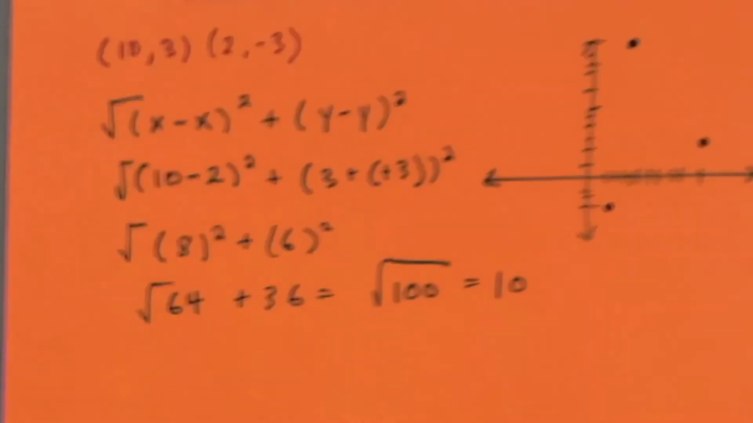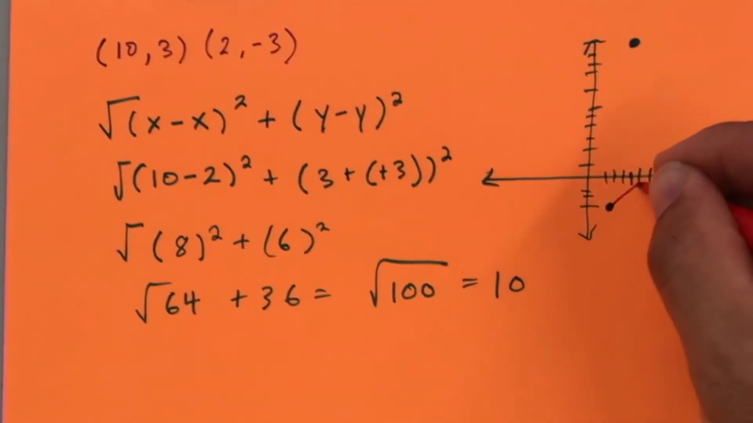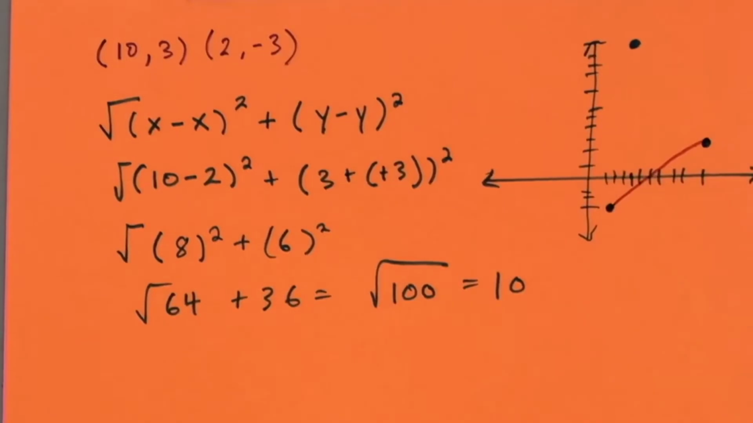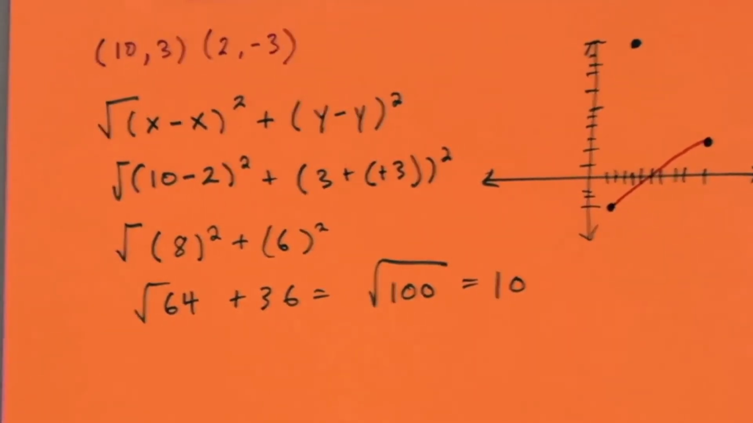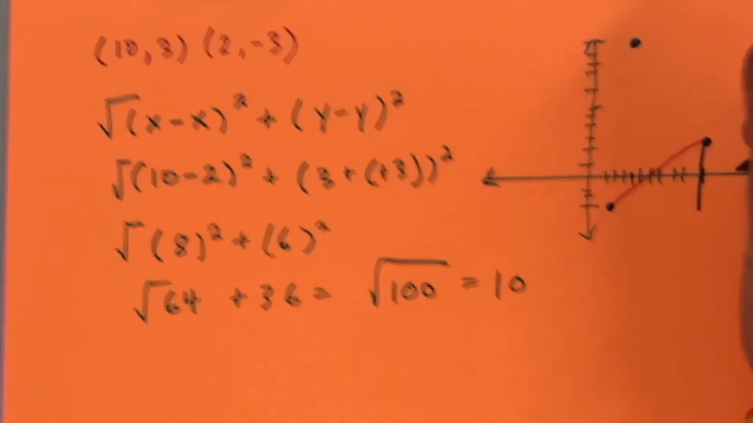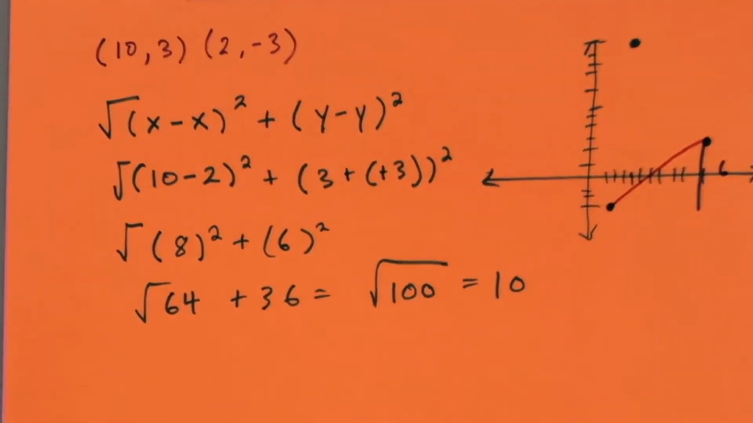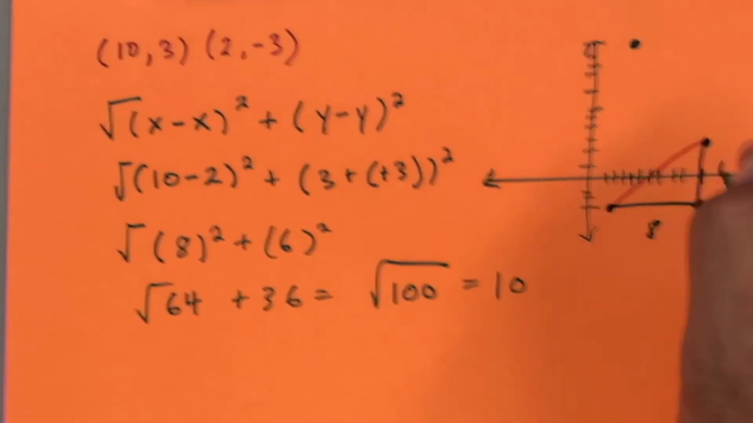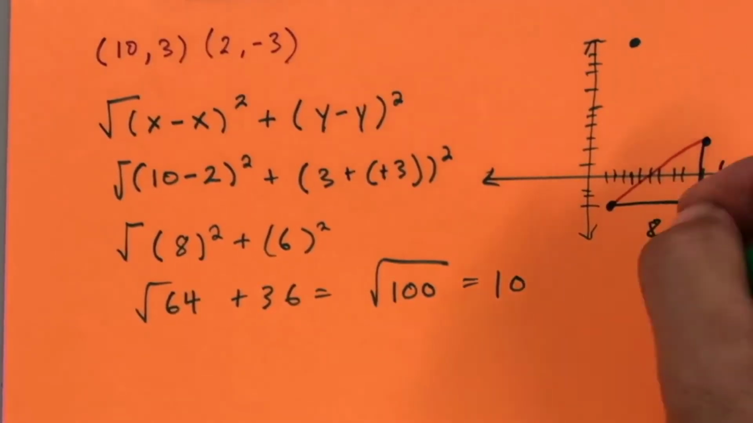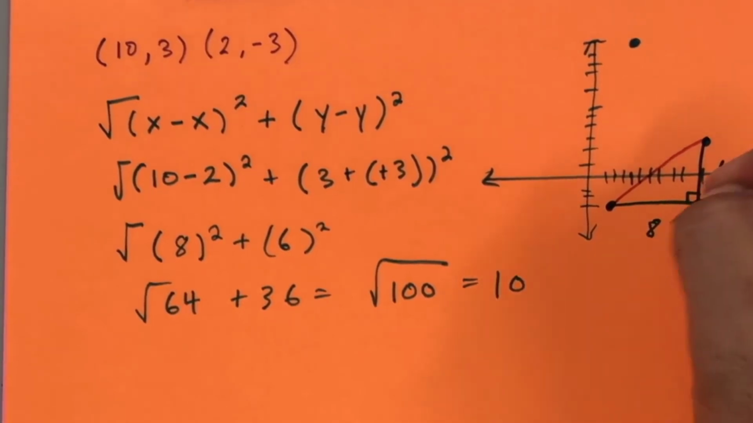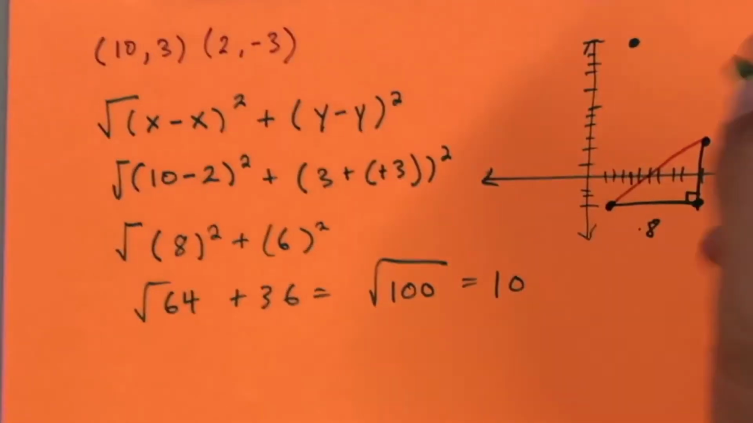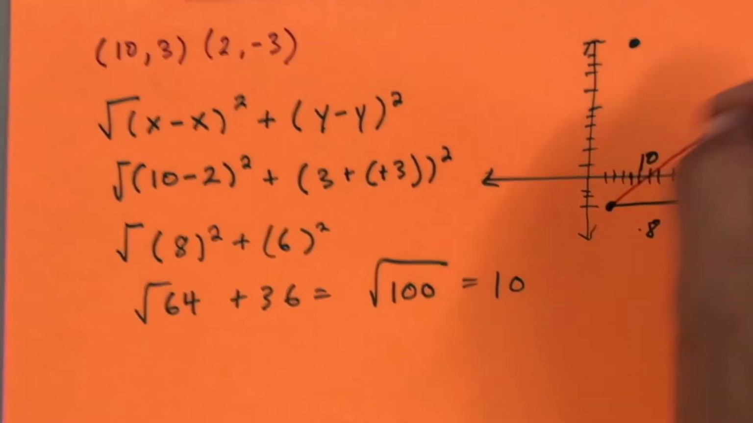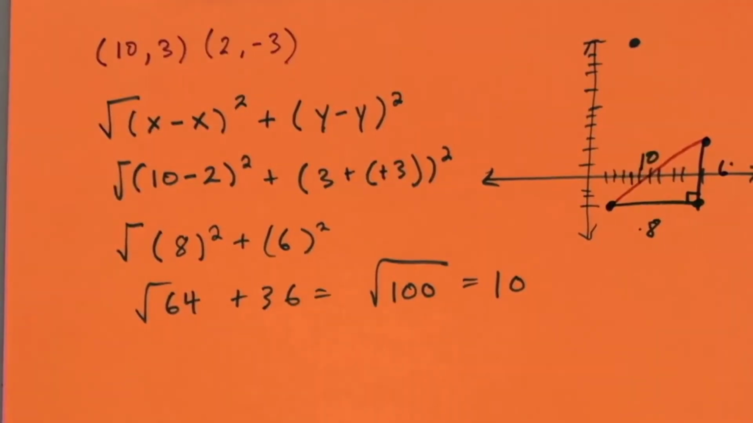And if I'm trying to find this distance, my change in y was 6. There was the 6. My change in x was 8. So that's where the 6 and 8 come from. And here's my right triangle, and if I were to do the Pythagorean theorem of a triangle with legs 6 and 8, this side here, which we'll later call a hypotenuse, would be 10.